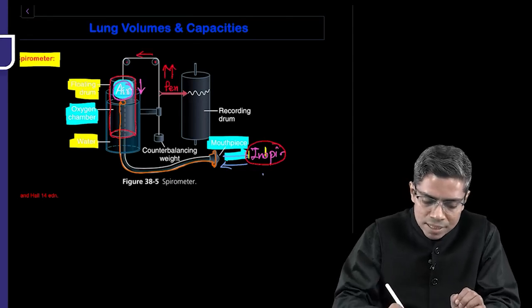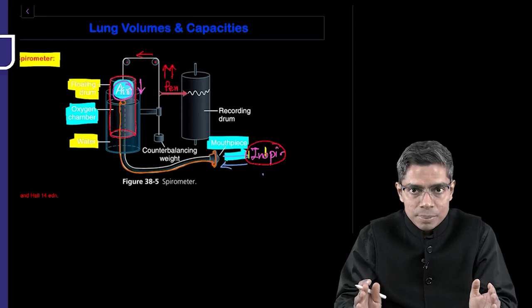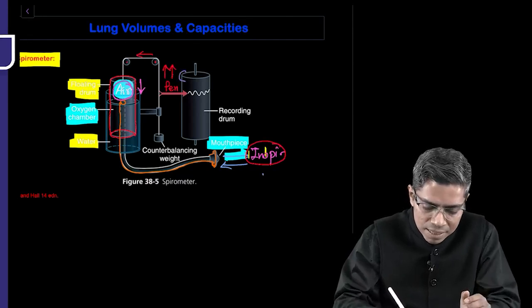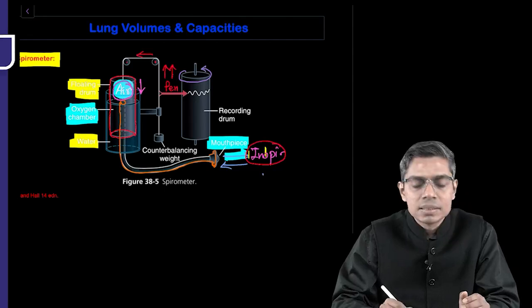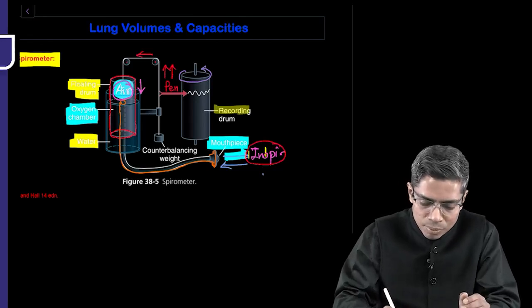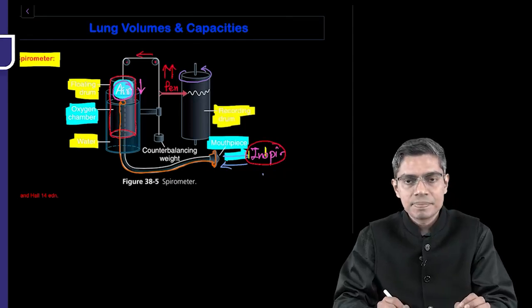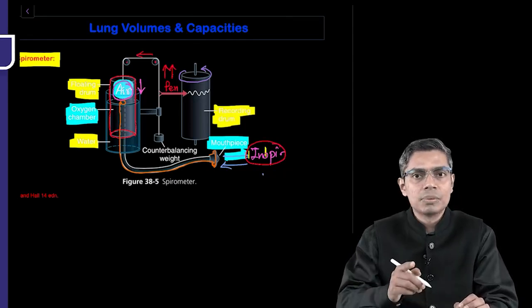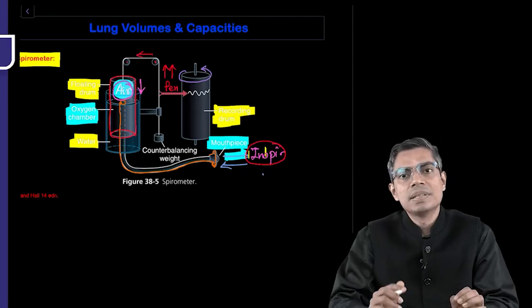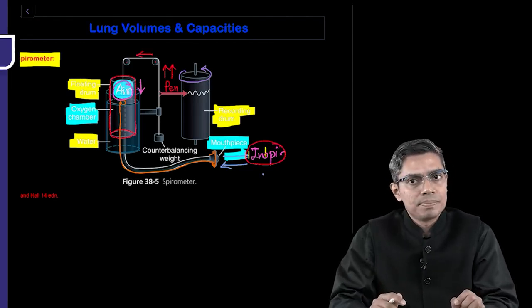The pen is going to write on a recording chart paper, and that chart paper is again connected on the surface of another drum. This drum will move on a constant speed, and when the pen is moving up and down, the recording will be clearly visible on the surface of this chart paper, right?